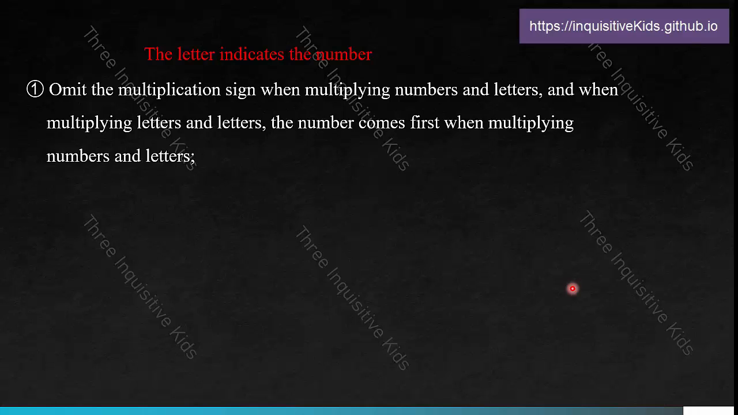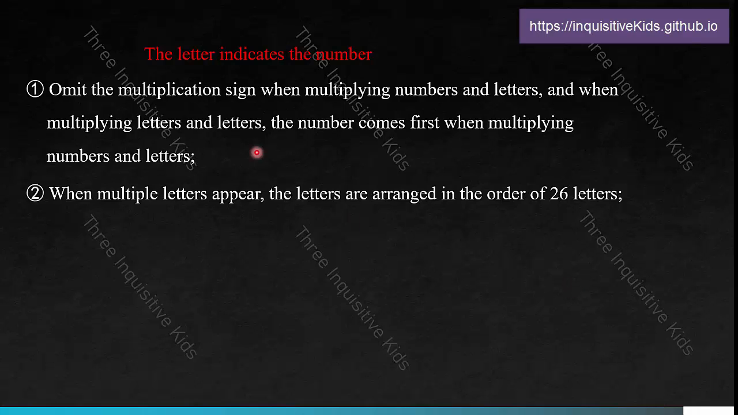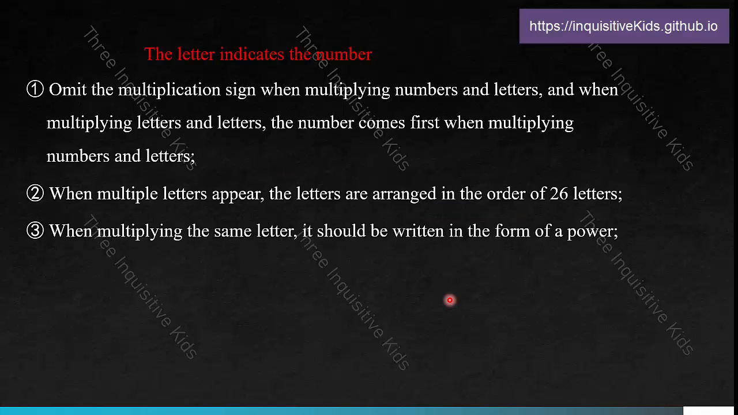So the variable indicates the number. We have to memorize some tips. So for example, we can omit the multiplication sign when multiplying numbers and variables. When we're multiplying variables and numbers, the number comes first. For example, 100 times t. Okay, and the second one, it says that when multiple letters appear, the letters are arranged in the order of the 26 letters. So nm we could write as mn.